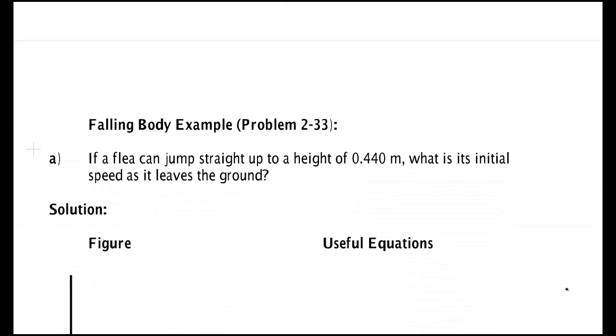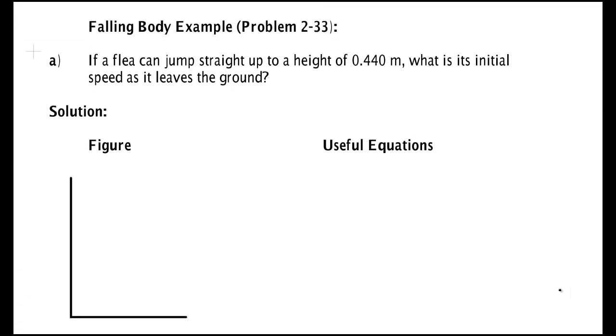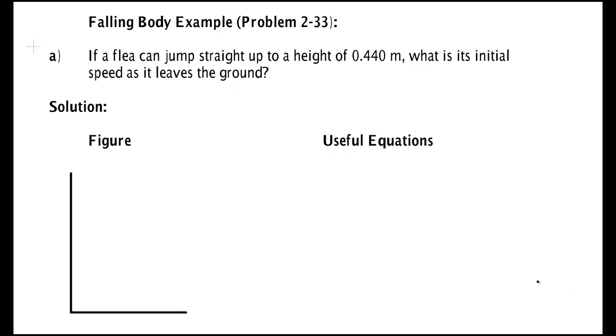Let's work a problem now. So here's a problem in your notes. A falling ball example. It's got two parts. I'm going to just do the first part A in this particular video. A flea can jump straight up to a height of 0.44 meters. What was its initial speed when it left the ground?